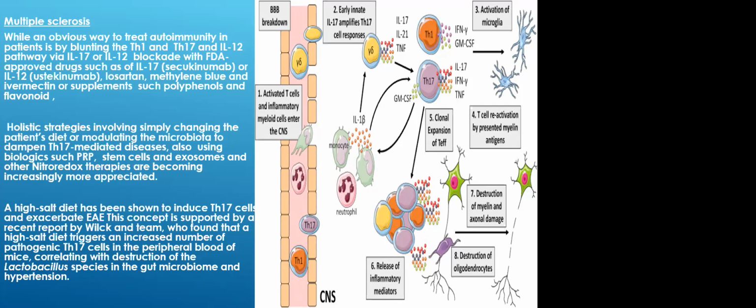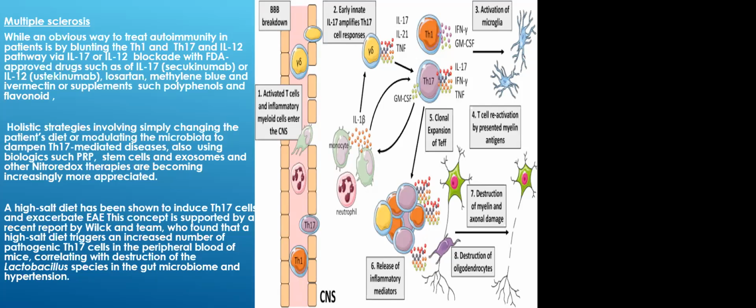toxins. So a high salt diet triggers and increases the number of pathogenic Th17 cells in the peripheral blood of the mice. And we know why, right? And it correlates with destruction of the lactobacillus. Seems like salt kills those good bacteria in the gut microbiome.